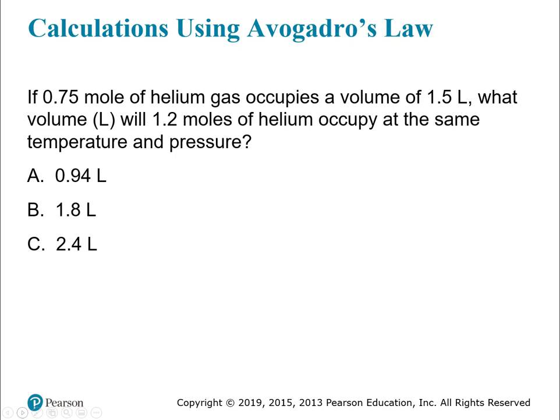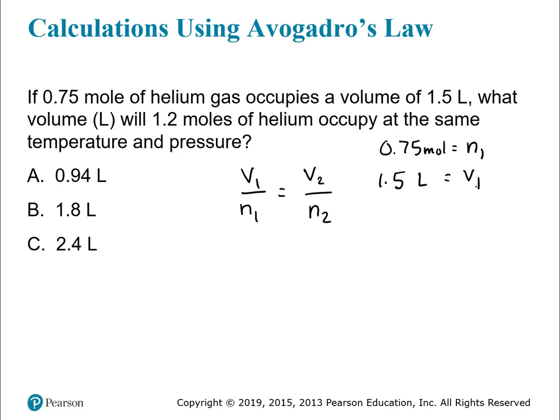But let's use that for real. Let's say you've got 0.75 mole of helium gas, and it's occupying a volume of 1.5 liters. What volume will 1.2 moles of helium occupy at the same temperature and pressure? That is Avogadro's law. We've got our initial conditions. We don't know what the new volume is going to be. That's what we're solving for. But we know that the volume needs to be in liters.